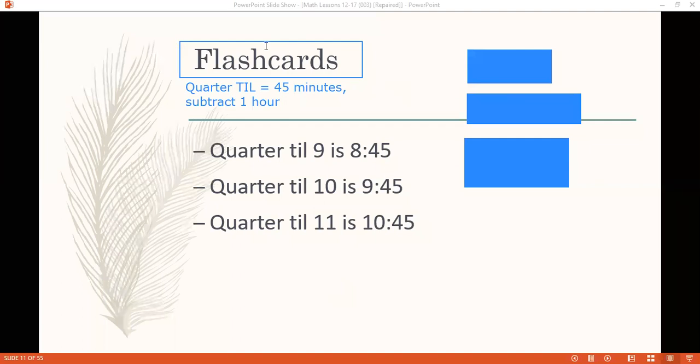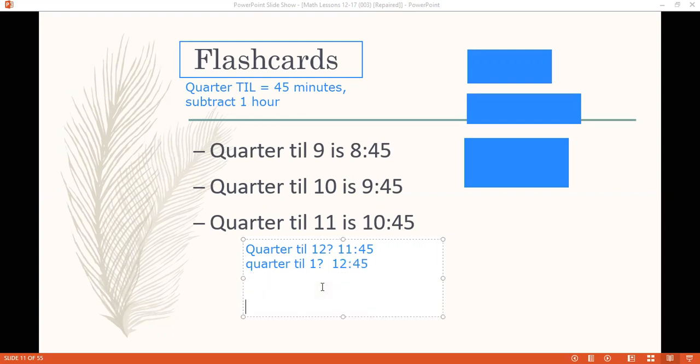Now let's do some quick ones on the go. What would be a quarter till 12? A quarter till 12, if we add 45 minutes and subtract 1 hour to 12. Think about it. If you thought 11:45, you are right. We'll do 2 more here. A quarter till 1. What is a quarter till 1? Add those 45 minutes and subtract that 1 hour. And if you thought it was 12:45, awesome job.